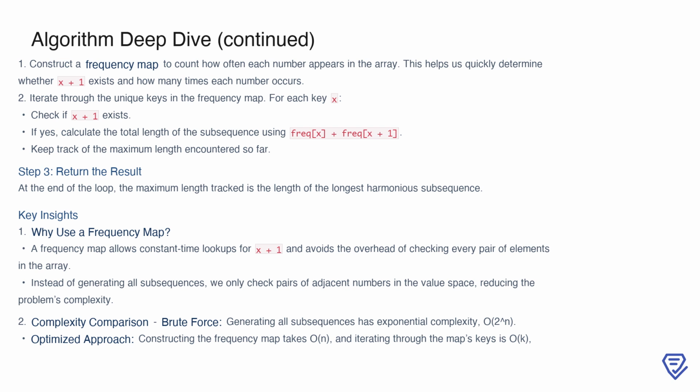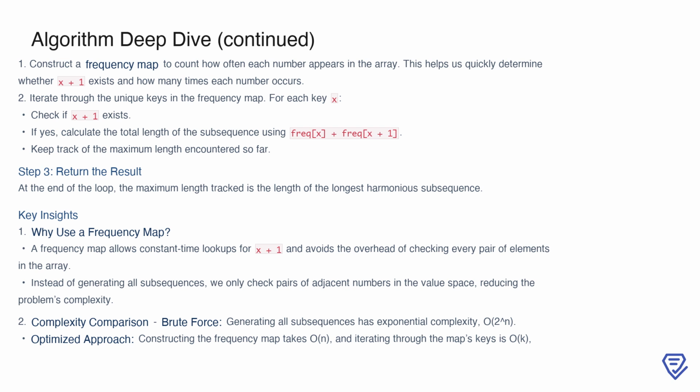Then, we iterate through the unique keys in the frequency map. For each key x, we check if x plus 1 exists in the map. If it does, we calculate the total length of the harmonious subsequence formed by x and x plus 1, which is the sum of their frequencies, frequency[x] plus frequency[x plus 1]. As we perform this calculation, we keep track of the maximum length encountered so far. Once all keys in the map have been processed, the maximum length we've tracked is the length of the longest harmonious subsequence.